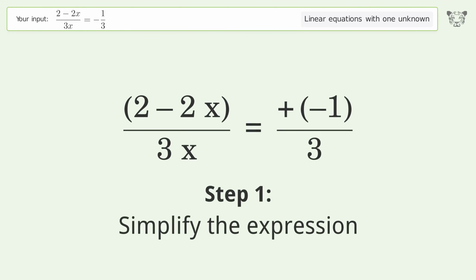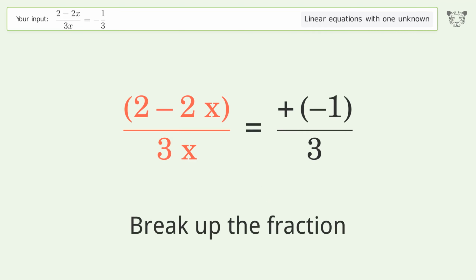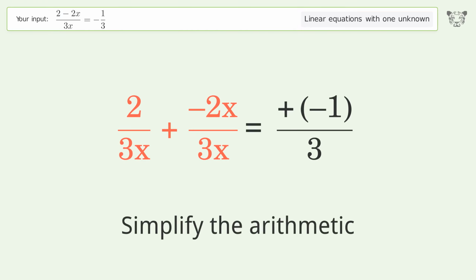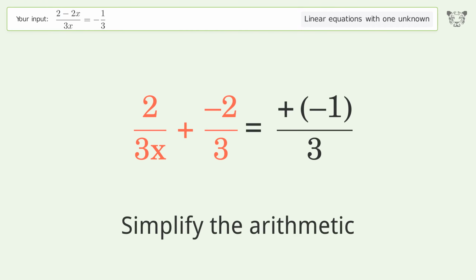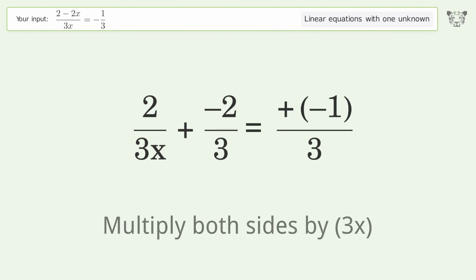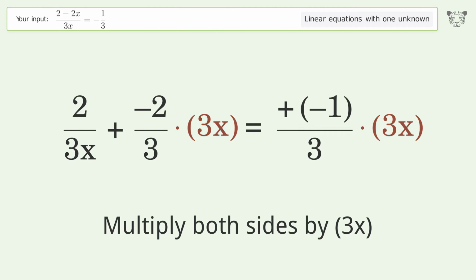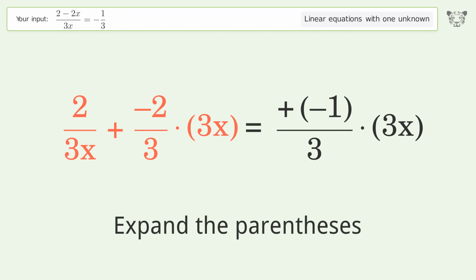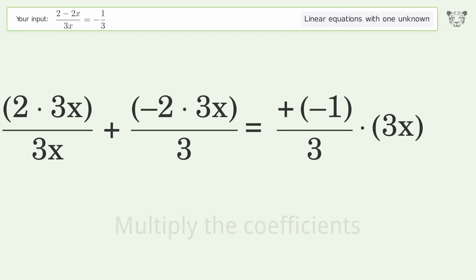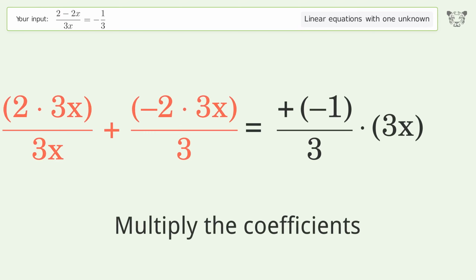Simplify the expression. Break up the fraction. Simplify the arithmetic. Isolate the x. Multiply both sides by 3x. Expand the parentheses. Multiply the coefficients.